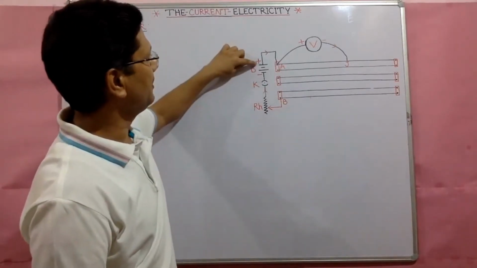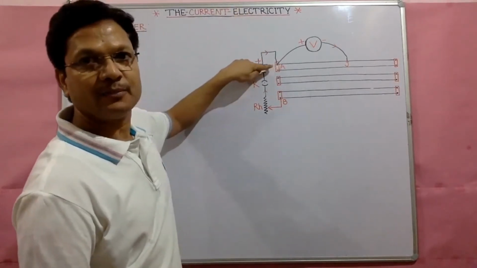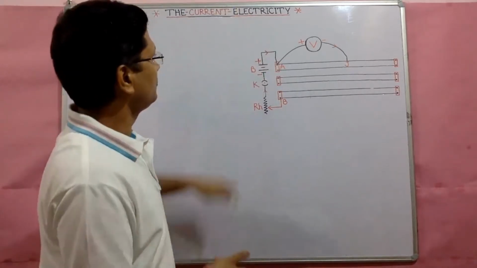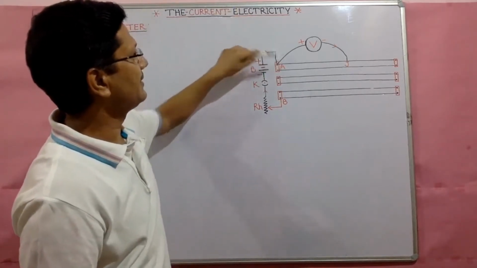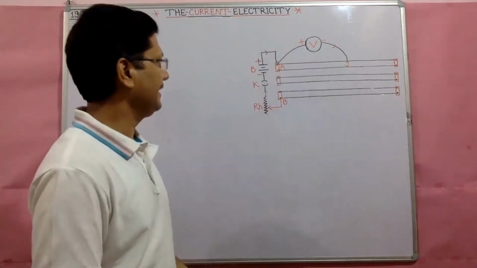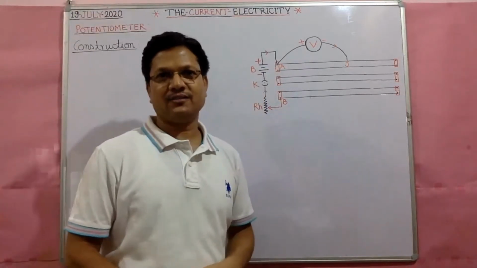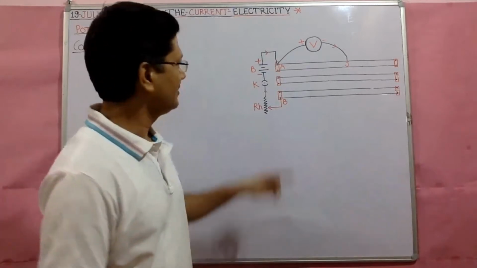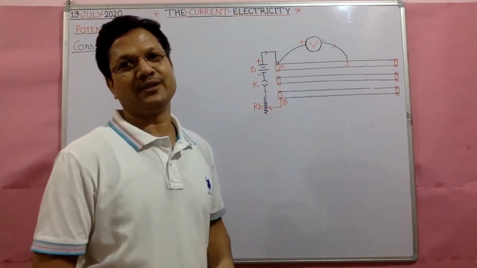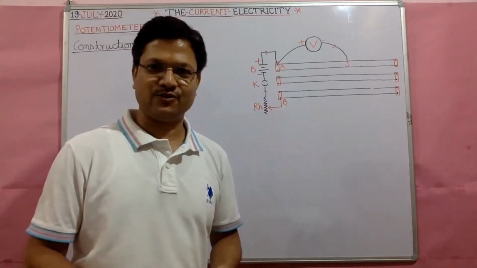This is the positive terminal, this is the negative terminal, and A of the potentiometer is connected to the positive terminal of the battery. A voltmeter is also connected to the end A. So the terminal A is at high potential, positive potential, and the end B of the wire is at low potential. So this is the very simple construction of a potentiometer.